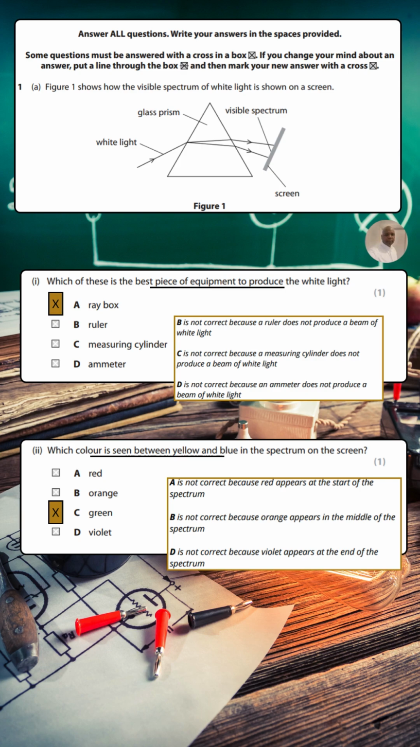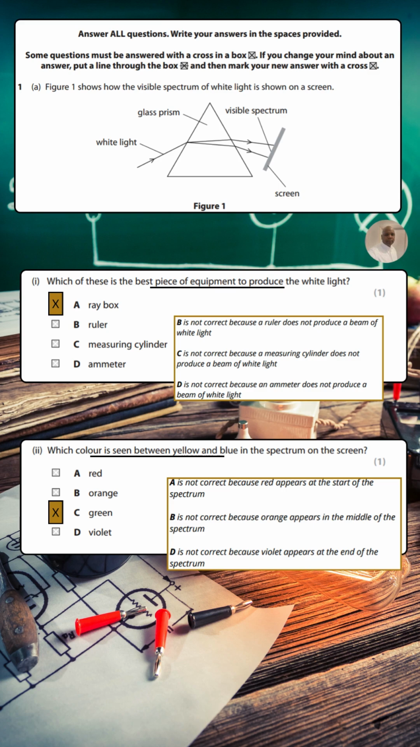So question 1 starts by saying you are given a visible spectrum of light on the screen, and you're asked for part 1, which of these pieces of equipment is used to produce the white light? The answers are on screen, and what I've also included is the reasons why B, C, and D are incorrect. The correct answer is the ray box, because that's the piece of equipment to use.